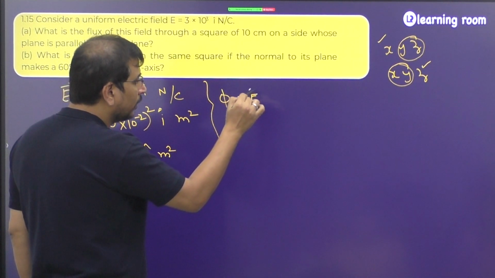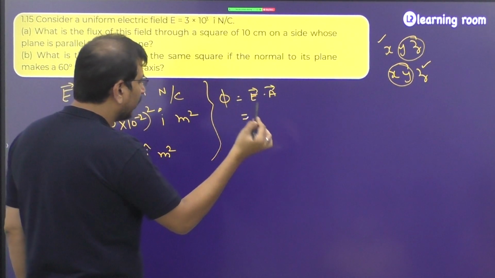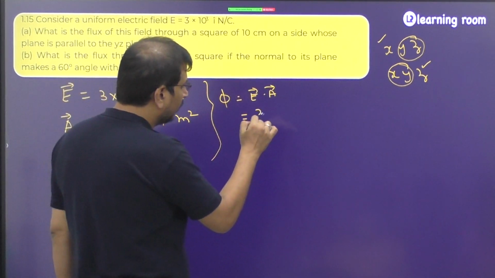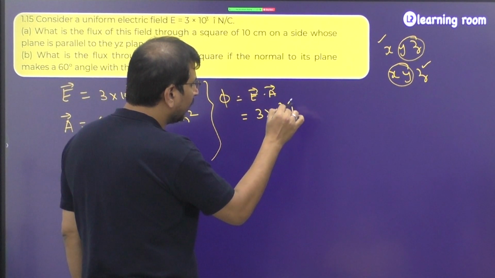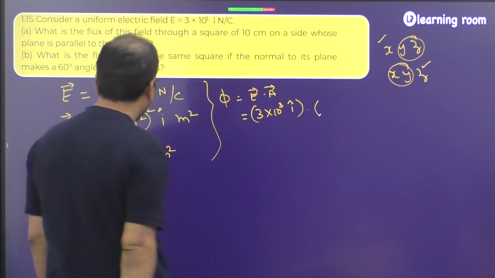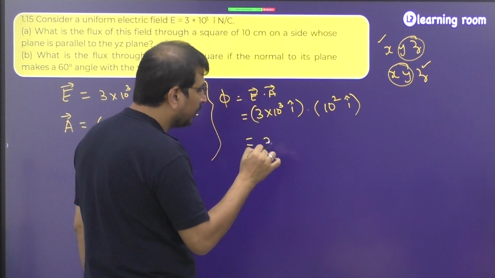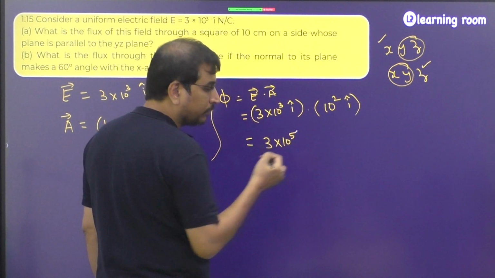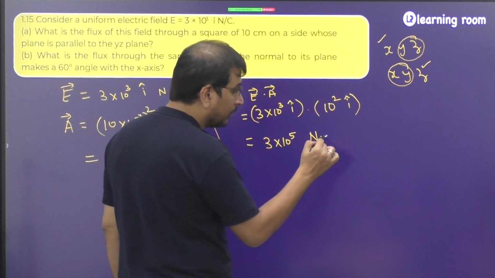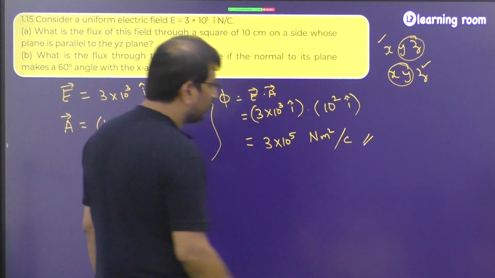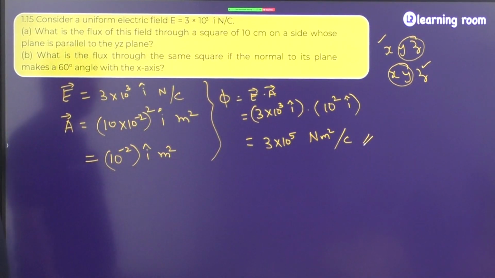Flux is equal to E vector dot A vector. E vector is 3 into 10 power 3 i cap, dot A vector is going to be 10 power minus 2 i cap. So the answer will be 3 into 10 power 1 Newton meter square per Coulomb. So this is going to be the flux in the first case. Is that clear?